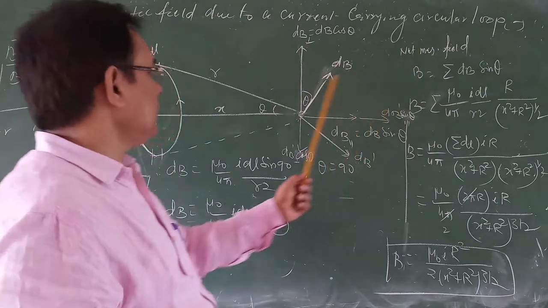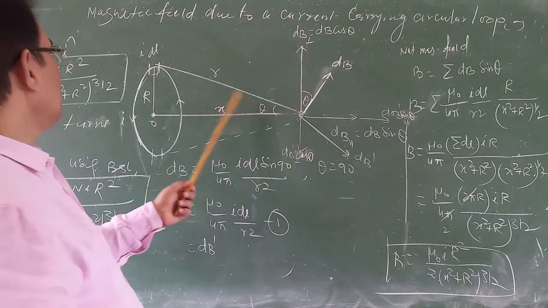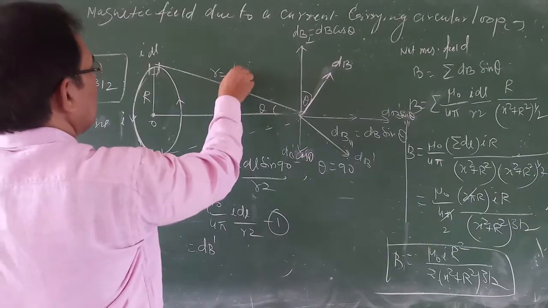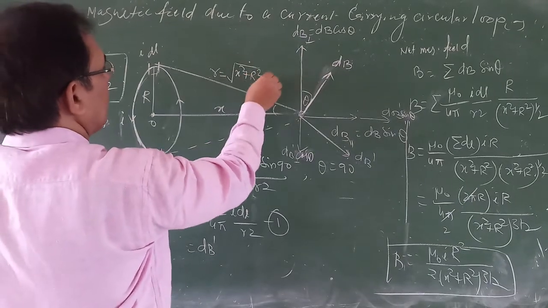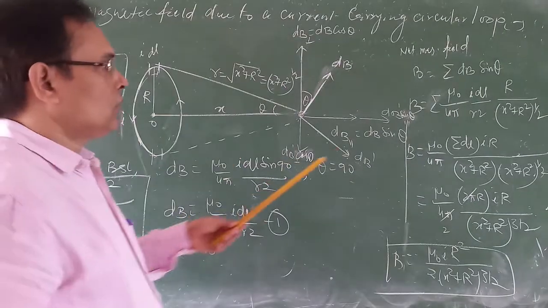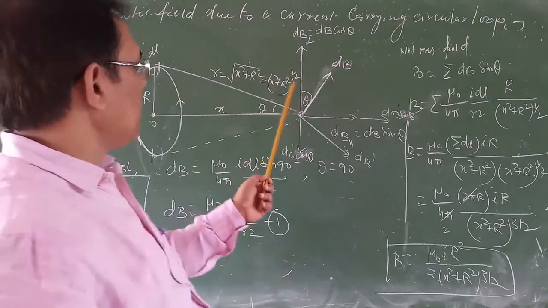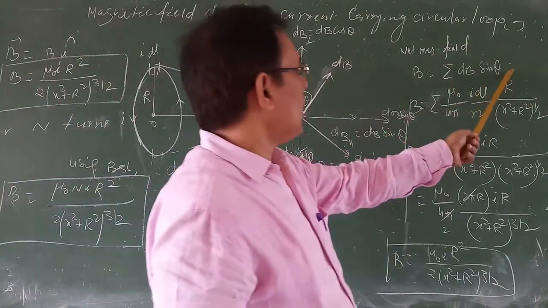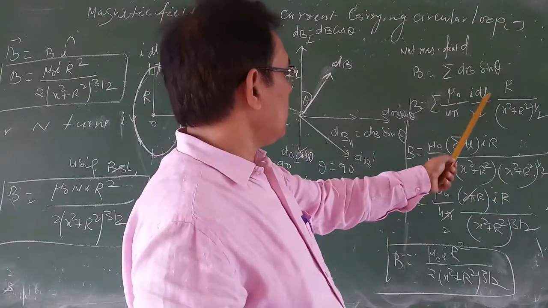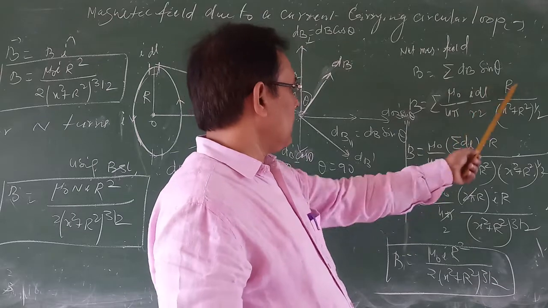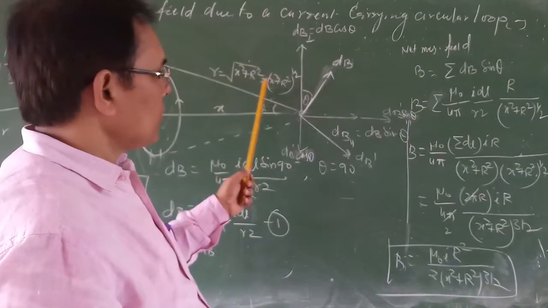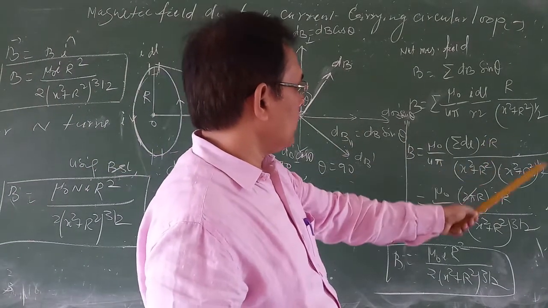And the sin theta value we find from this triangle. Sin theta equals perpendicular by hypotenuse. The hypotenuse is root under x square plus R square, which is x square plus R square power half. So sin theta equals R by x square plus R square power half. Now mu naught by 4 pi and sigma dl, I R by x square plus R square, and r square is x square plus R square.